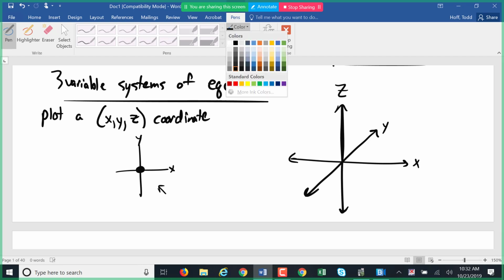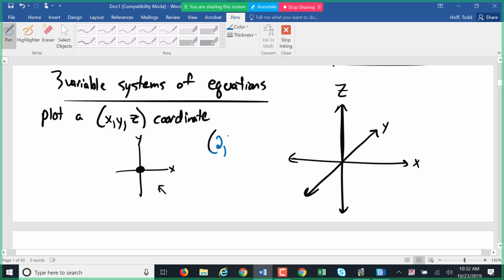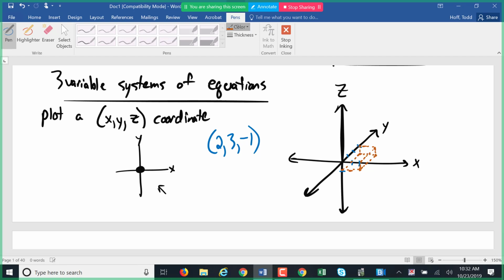So just to plot a point like 2, 3, -1. So that's saying x equals 2, y equals +3, and z equals -1. To show that point on the graph, we basically have to make a box on the graph going to that location. Where this opposite corner, here's the origin right here. The corner that's opposite the origin is the point we're trying to plot.